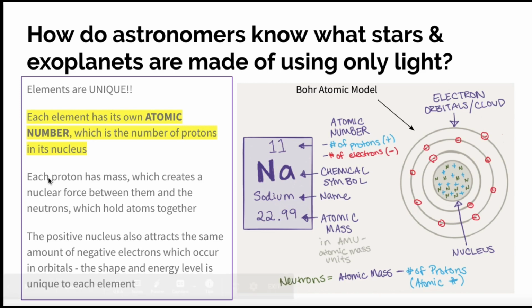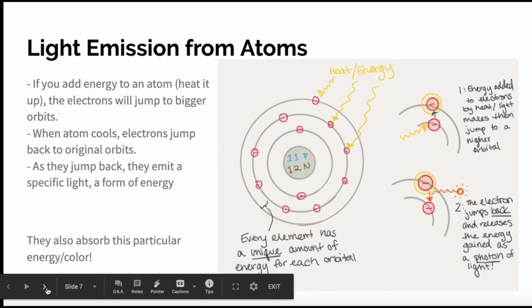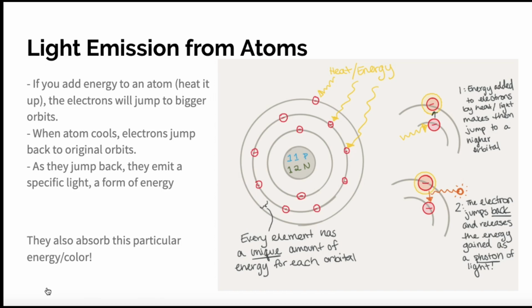How do astronomers know what stars and exoplanets are made of using only light? Here you see the unique structure of sodium with the periodic table square and the Bohr model of the atom. Each element is unique in how many protons are in the nucleus. This unique structure will be further explained as we move on as to how astronomers know what elements are in the stars. The light is emitted from the atoms when they are excited.